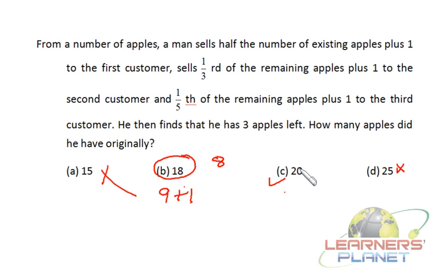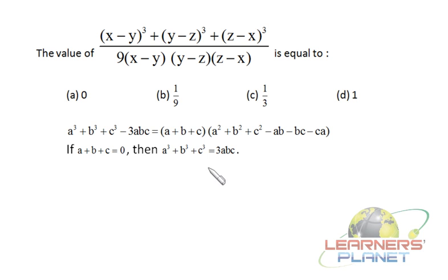Okay friends, now let's see this question. Here it is. We have to find out the value of (x minus y) whole cube plus (y minus z) whole cube plus (z minus x) whole cube by 9 times (x minus y)(y minus z)(z minus x). This question is a simple application of this algebraic expansion. Here a cube plus b cube plus c cube minus 3abc is equal to (a plus b plus c)(a square plus b square plus c square minus ab minus bc minus ca). If a plus b plus c is 0, that means if this term is 0, this entire part will be 0. In that case, a cube plus b cube plus c cube will be 3abc.